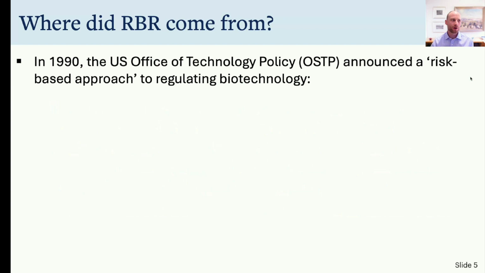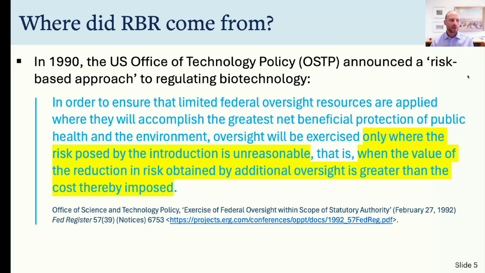So where did it come from? Well, in relation to biotechnology, in 1990, the US Office of Technology Policy announced a risk-based approach to regulating biotech. In order to ensure that limited federal oversight resources are applied, they said, oversight will be exercised only where the risk posed by the introduction is unreasonable. That is, when the value of the reduction in risk obtained by additional oversight exceeds the cost that is imposed to get it.